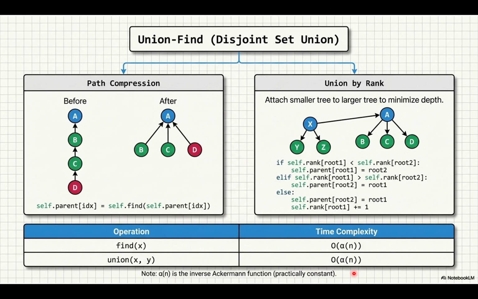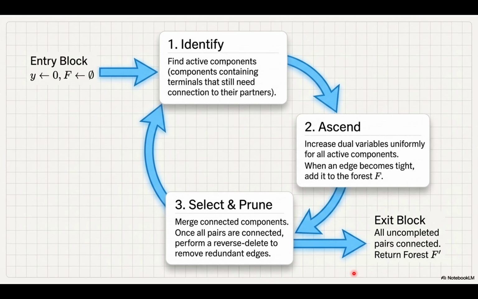So the core loop of the algorithm is reduced to 3 lightning-fast steps executing over and over. Step 1, identify active components. Meaning, ask union find which castles still need their partner. Exactly. Step 2, ascend. Let the dual variables grow the moats uniformly until a new edge becomes tight. And step 3, select and prune. Use union find to instantly snap those newly touching points together. And it just loops that process continuously until every target pair is satisfied.